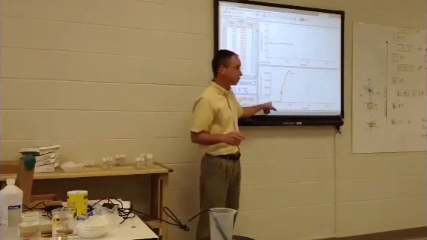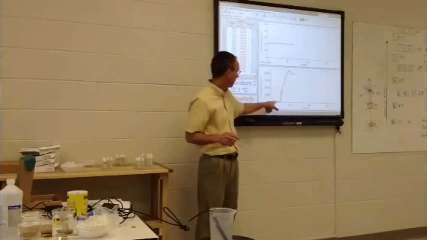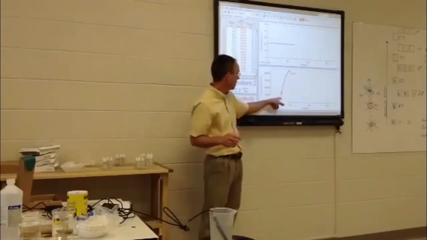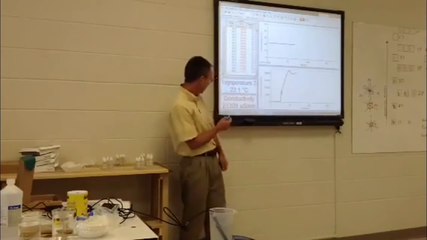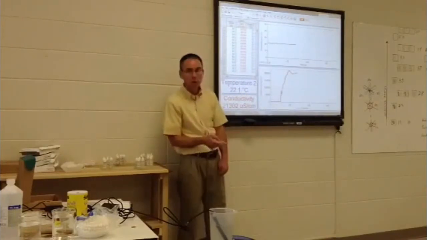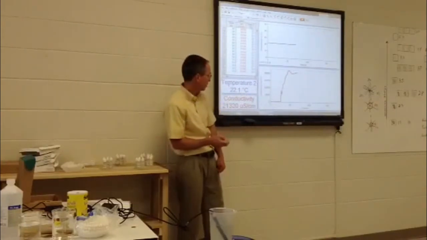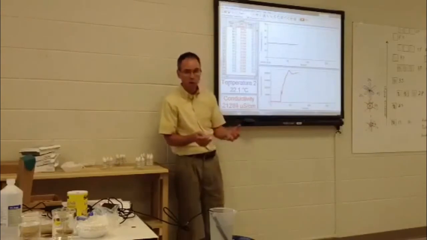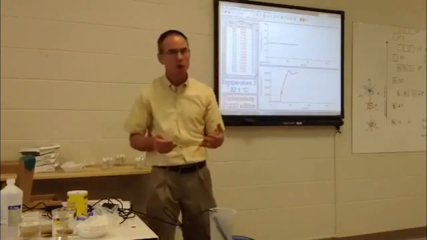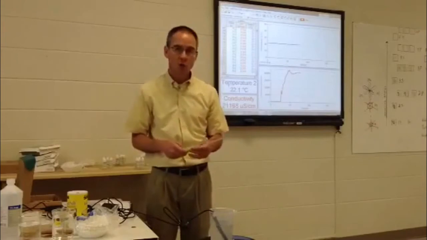Here's where I added, this is before I added the salt. It was flatlining at about 550 microsiemens. Then I added the salt. Now it's over 21,000 microsiemens per centimeter, because of those ions in solution. So that's a good illustration of how good of a solvent water is.